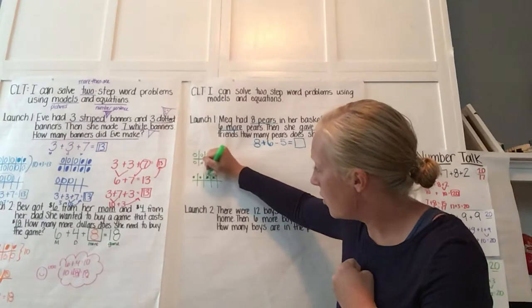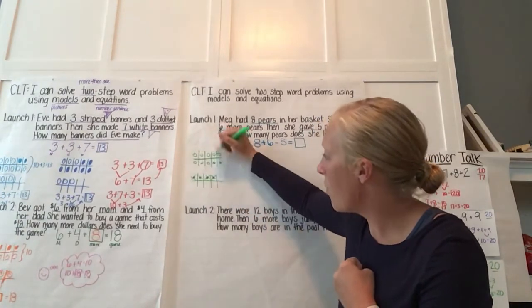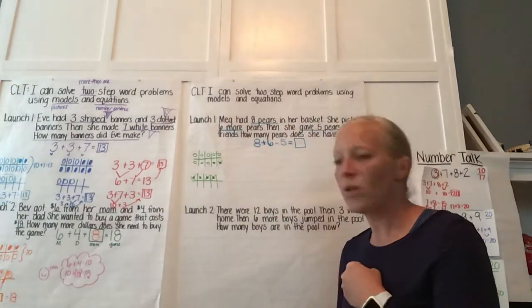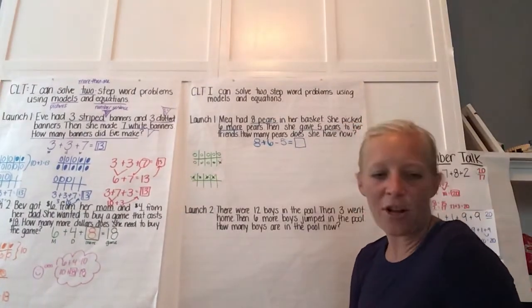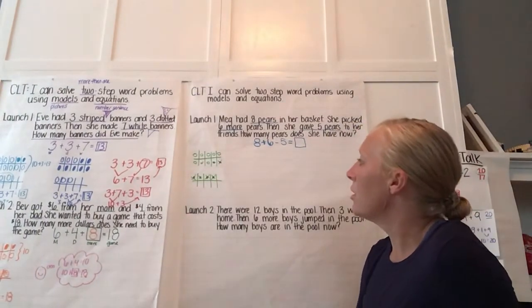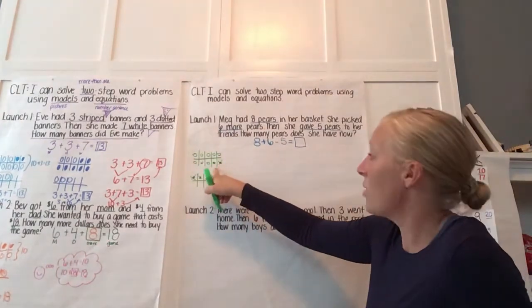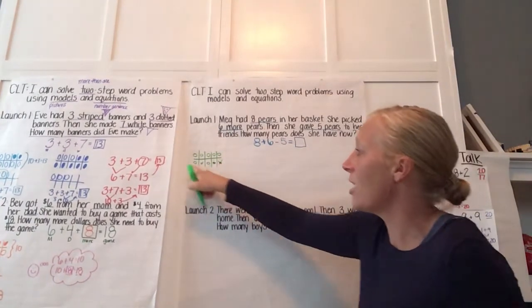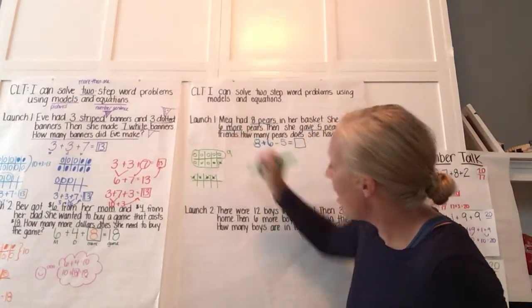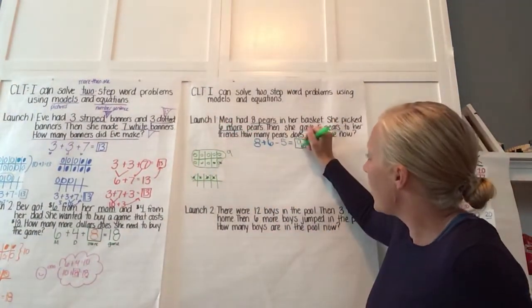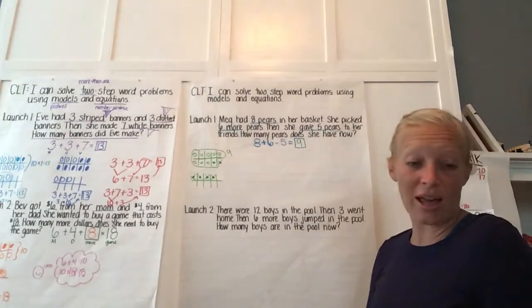1, 2, 3, 4, 5. And what do you notice? You have 9 left. How do you know that there's 9 left? That's 1 less than 10. Okay, so we took 1 away from that 10 frame, and you see you have 9 left. And so 9 is how many pairs she has left.